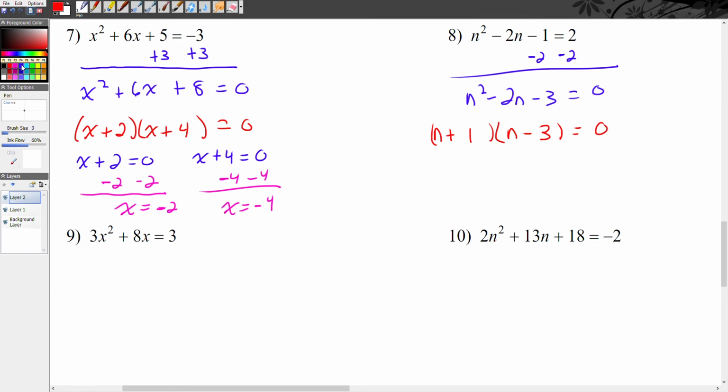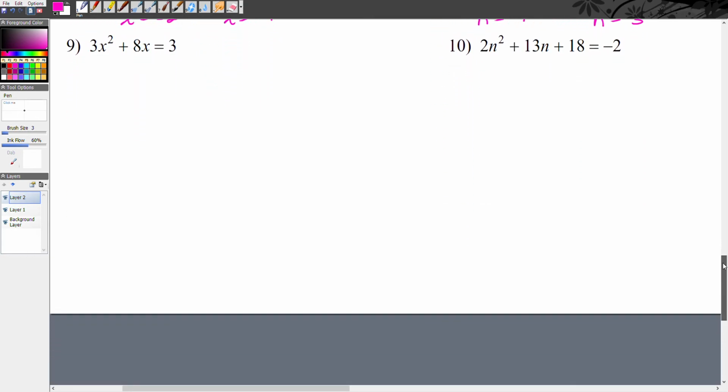And then I'm going to set these equations equal to 0. n plus 1 equals 0, and n minus 3 equals 0. And then when I solve these one-step equations, I get my answers. So n equals negative 1 and n equals positive 3. All right, last two questions.